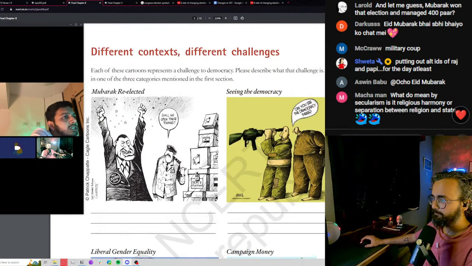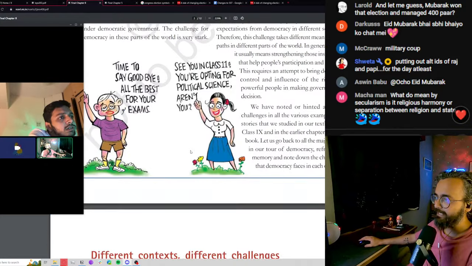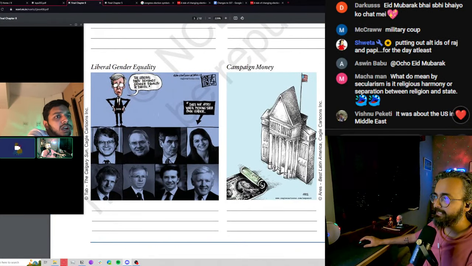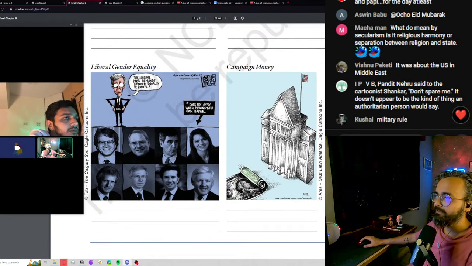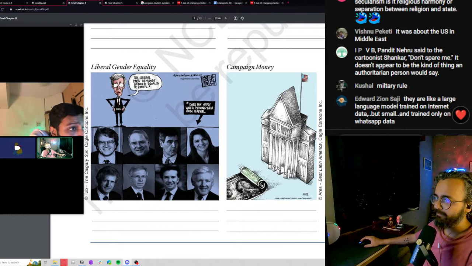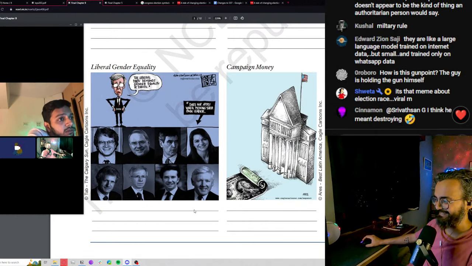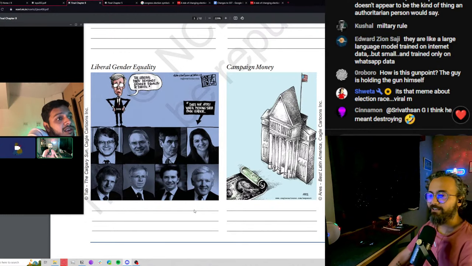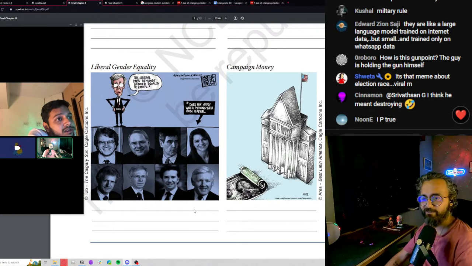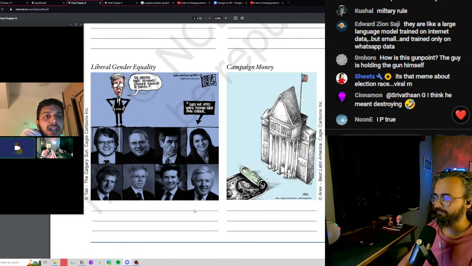Yeah. No, and I know upar thoda sa likha hai, but I didn't read it. The next one is fun. Liberal gender equality. So the main guy is saying the liberal party demands gender equality and parity. And the cartoon below says it does not apply when picking their own candidates. Very true. This is exactly what is happening with women's reservation here. Parties aren't following it themselves within the parties and they're asking for it outside.